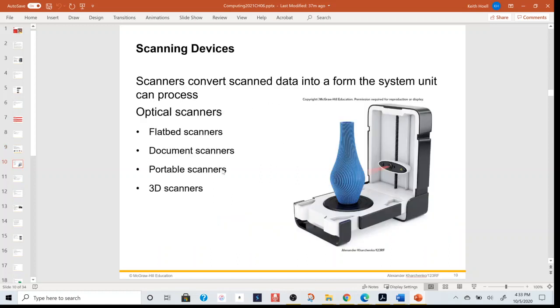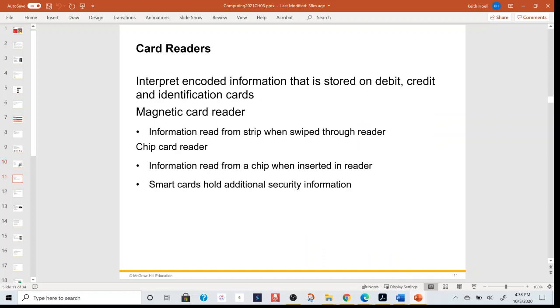A scanning device, all right? Scanners actually convert scan data into a form the system unit can process. So a scanner will take something physical and then make it into a digital format, right? That's a cool scanner that you see there. It looks like it's taking an item and maybe making a 3D model of it. That's a 3D scanner, all right? And that's being put inside the computer.